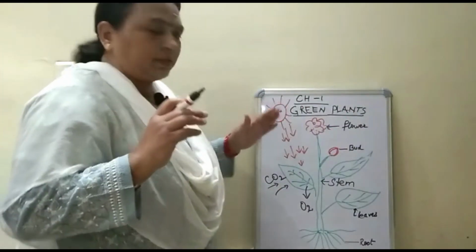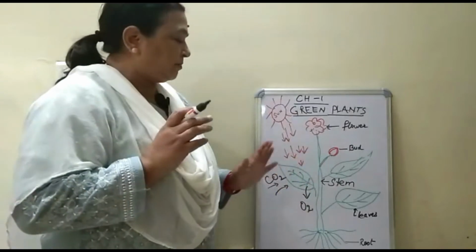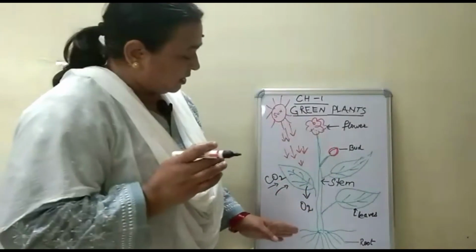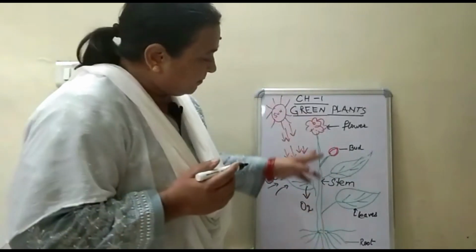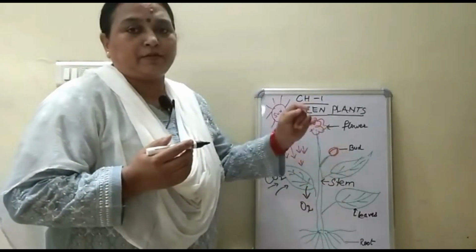Now we will see this diagram. All of you must be knowing that this is a diagram of a plant. Now different parts of plants, as you all know, this is root, this is stem, leaves, bud and flower.